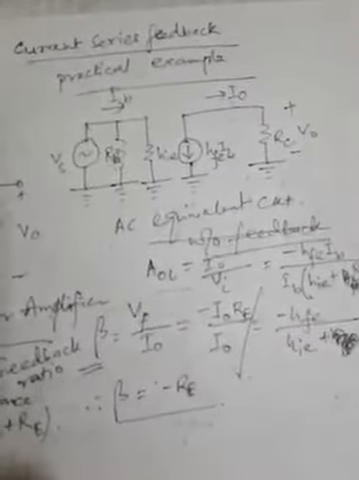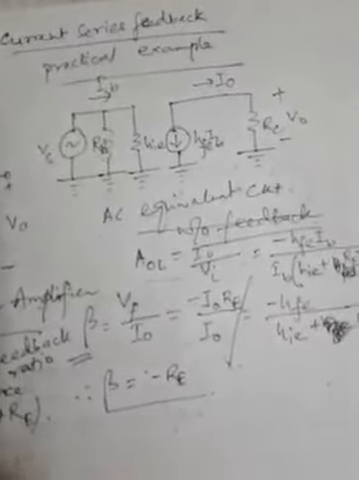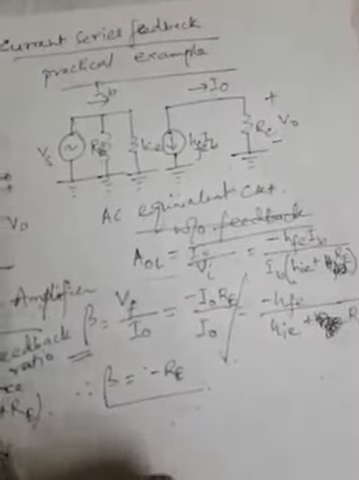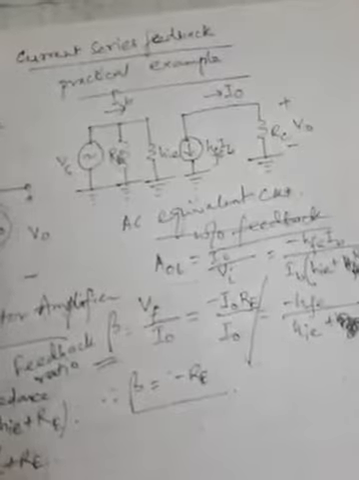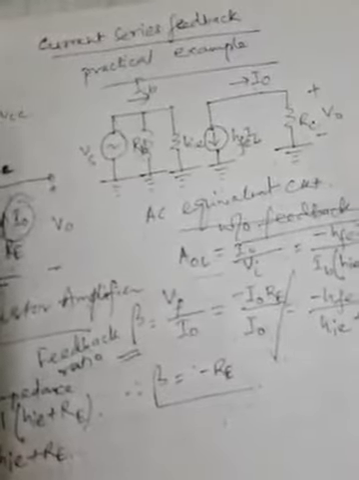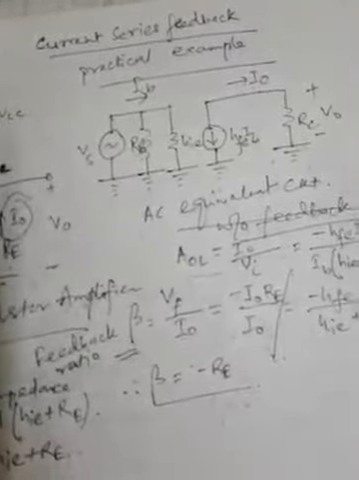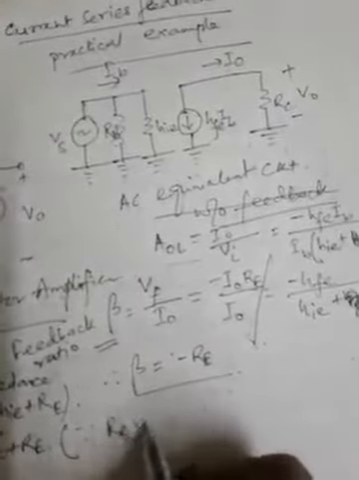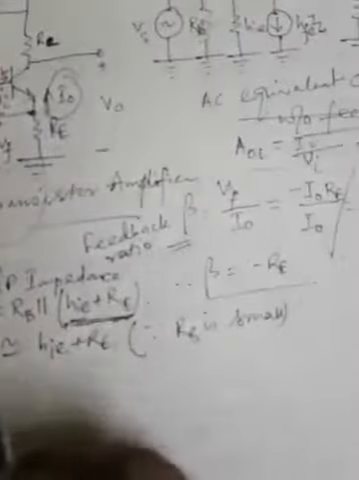Now this is approximately equal to HIE plus RE, because in general we see that RB is very small. Since RB is small as compared to HIE and RE, which are of very high values, RB is small with respect to this. RB is ignored with respect to HIE plus RE.